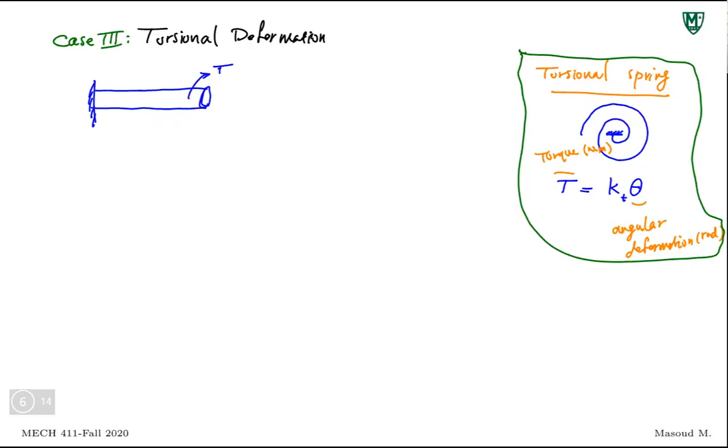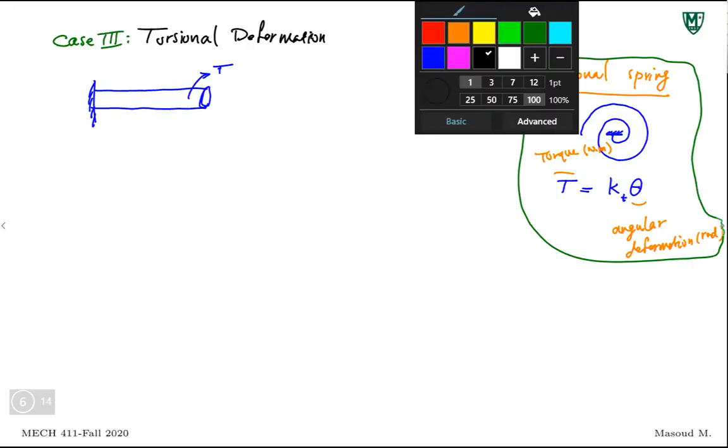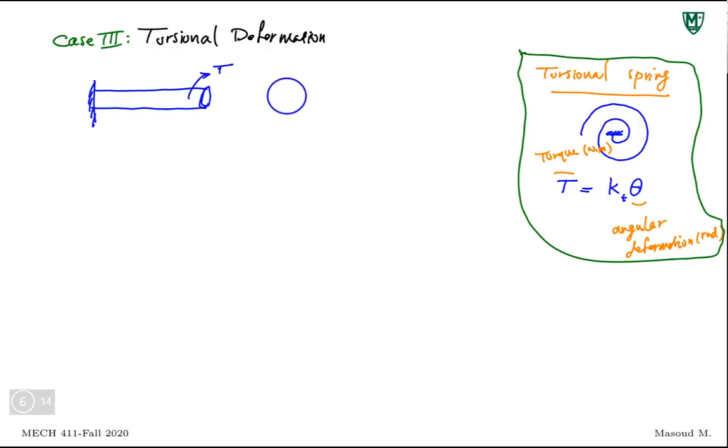Hopefully you remember when we were looking at the cross section, very briefly. We said there's going to be some deformation because of this torque. Let's say this is the torque that is applied. There's going to be some deformation. If I call this angle of deformation, in solid mechanics we were calling it phi, I'm just going to use theta here.